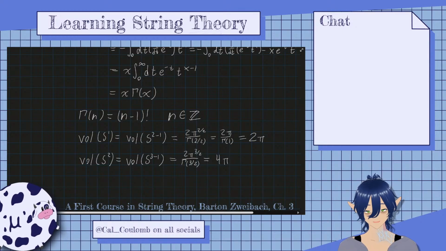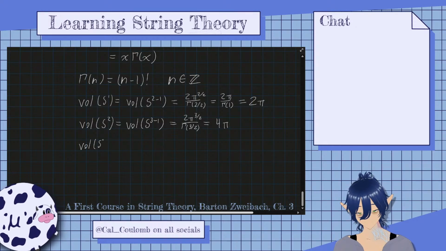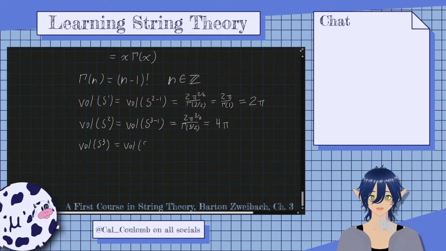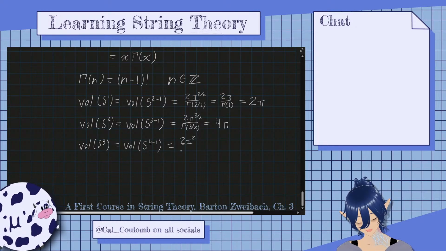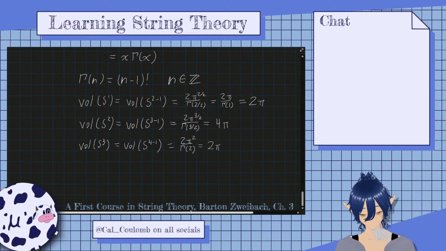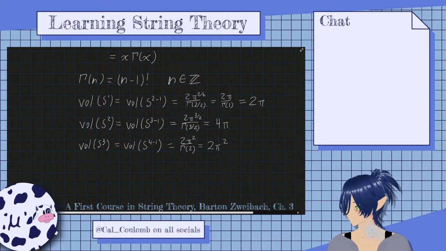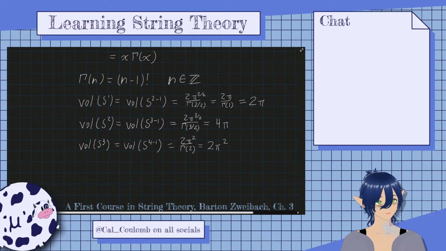So for the less familiar S3, we find that the volume of S3 is volume of S4 minus 1, which is 2 pi squared divided by gamma of 2, which is just 2 pi squared. All right, and that's the end of the discussion on higher dimensional spheres and their volumes.